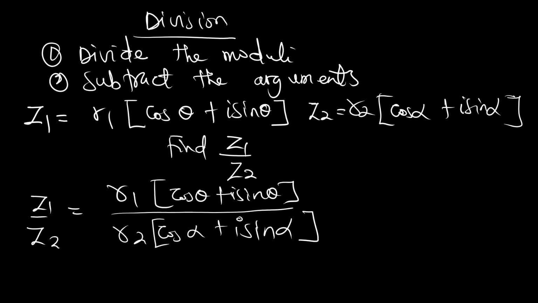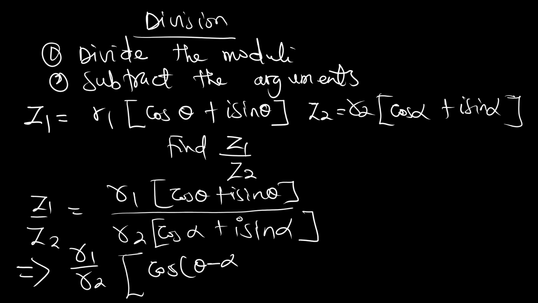So what are we going to do? We divide the moduli, so r1 over r2, then we subtract the arguments: cos (theta minus alpha) plus I sine (theta minus alpha). So when you do this, you are done. This is how we divide complex numbers in the polar form. It's pretty much simple. Alright, let's take an example.